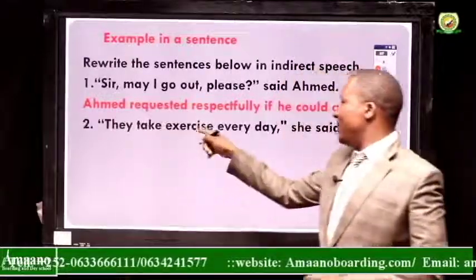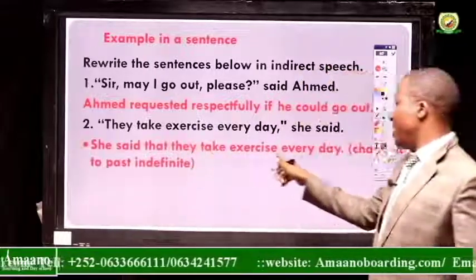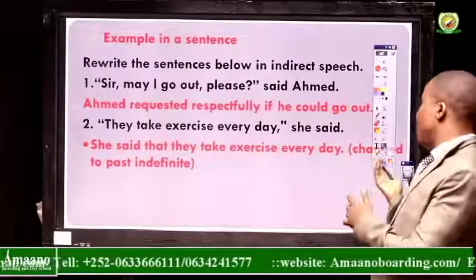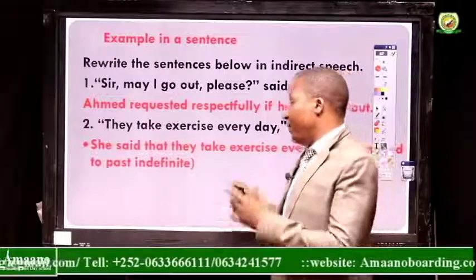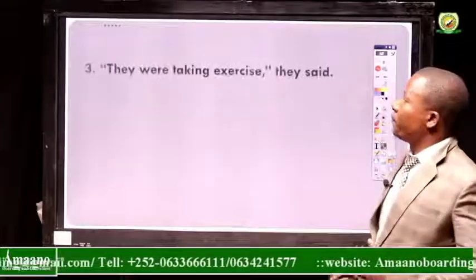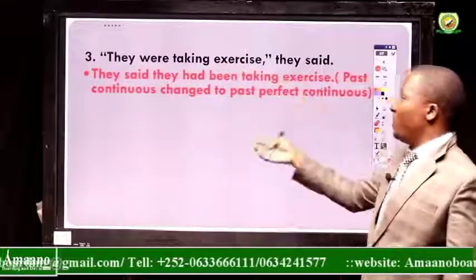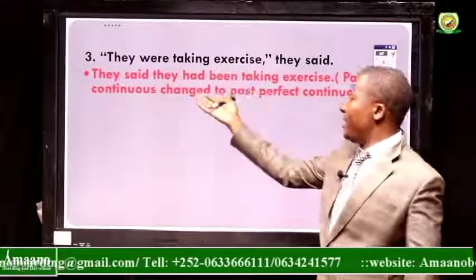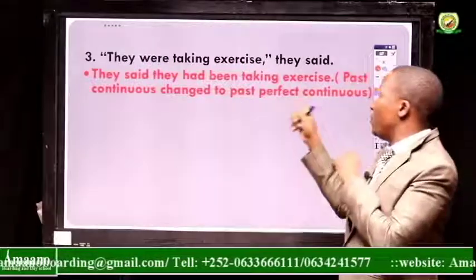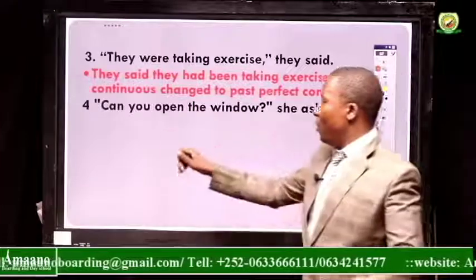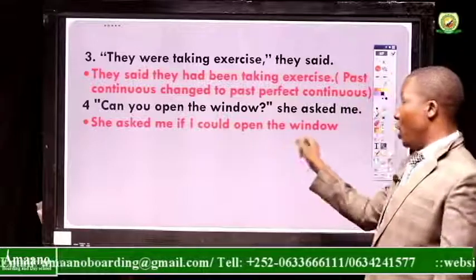Also here: they take exercise every day, she said. So she said that they take exercise every day. We have changed it into past indefinite. Now, number three: they were taking exercise, they said. So we say they said they had been taking exercise. Here we have changed past continuous tense to past perfect continuous. Number 4: you can open the window, she asked me. So she asked me if I could open the window.